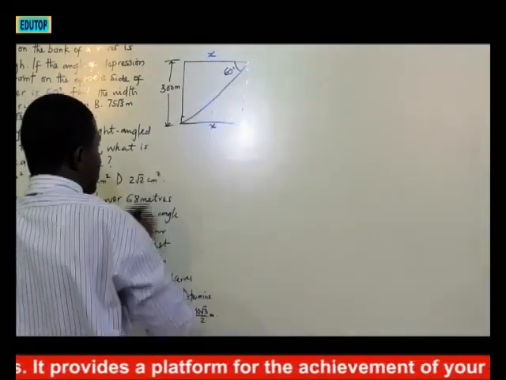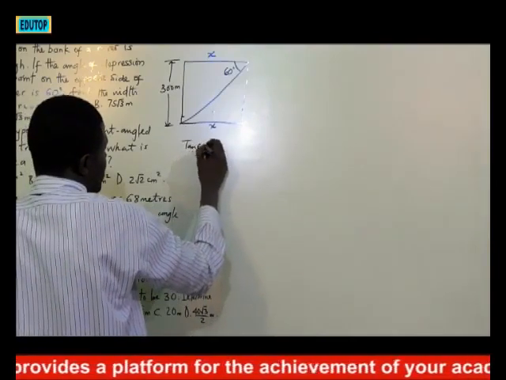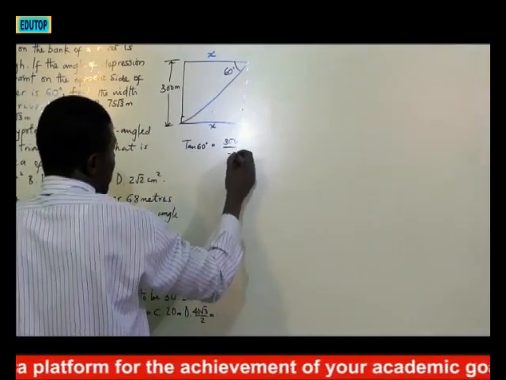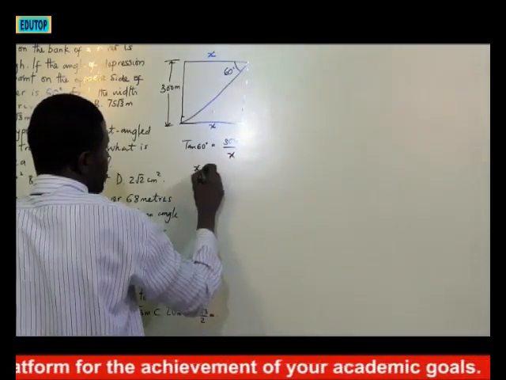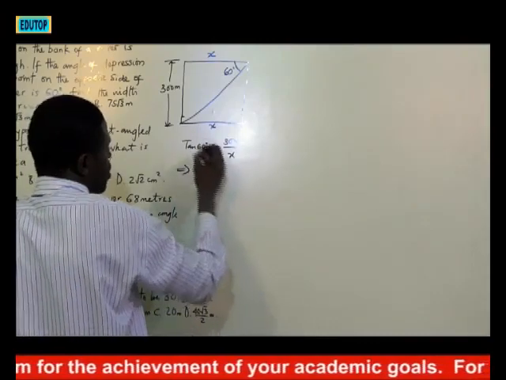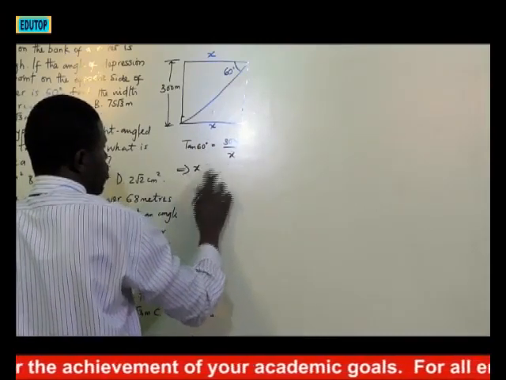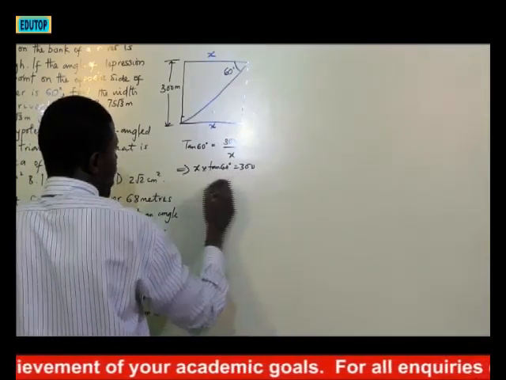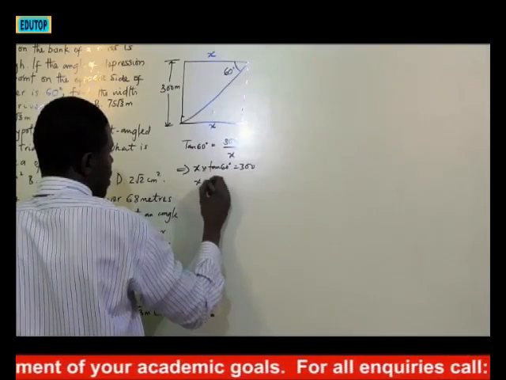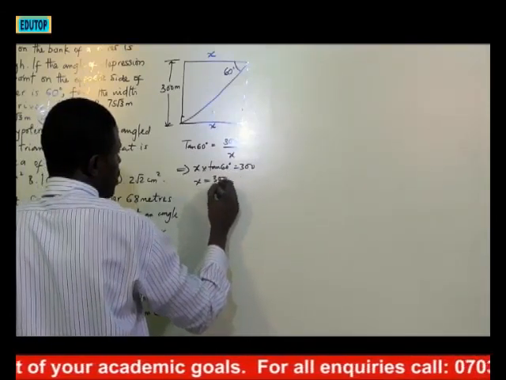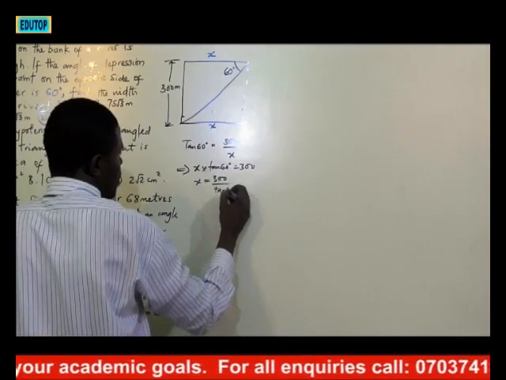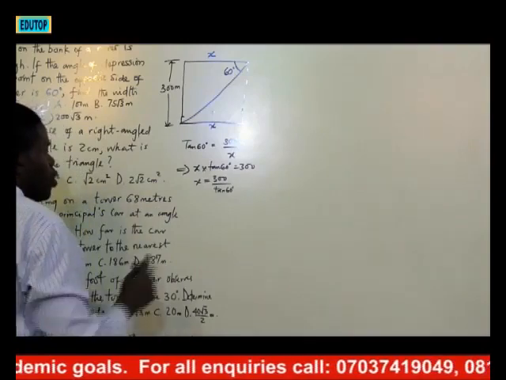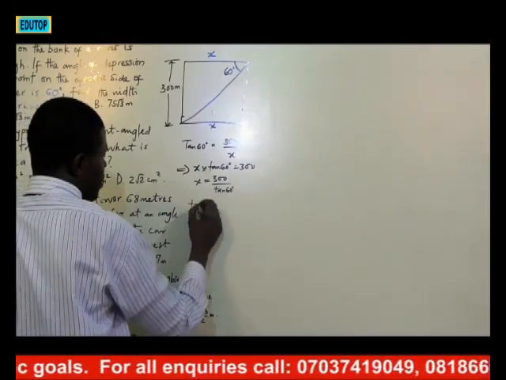This is our hypotenuse. So we can say tan 60 degrees will definitely be equal to opposite, which is 300, over our adjacent, which is x. So our x automatically becomes, cross multiply, or we can write it this way: this times tan 60 degrees equals 300, and we are looking for our x. We divide both sides by what? Tan 60, and we have x to be 300 over tan 60 degrees. By special angle, tan 60 degrees is root 3.